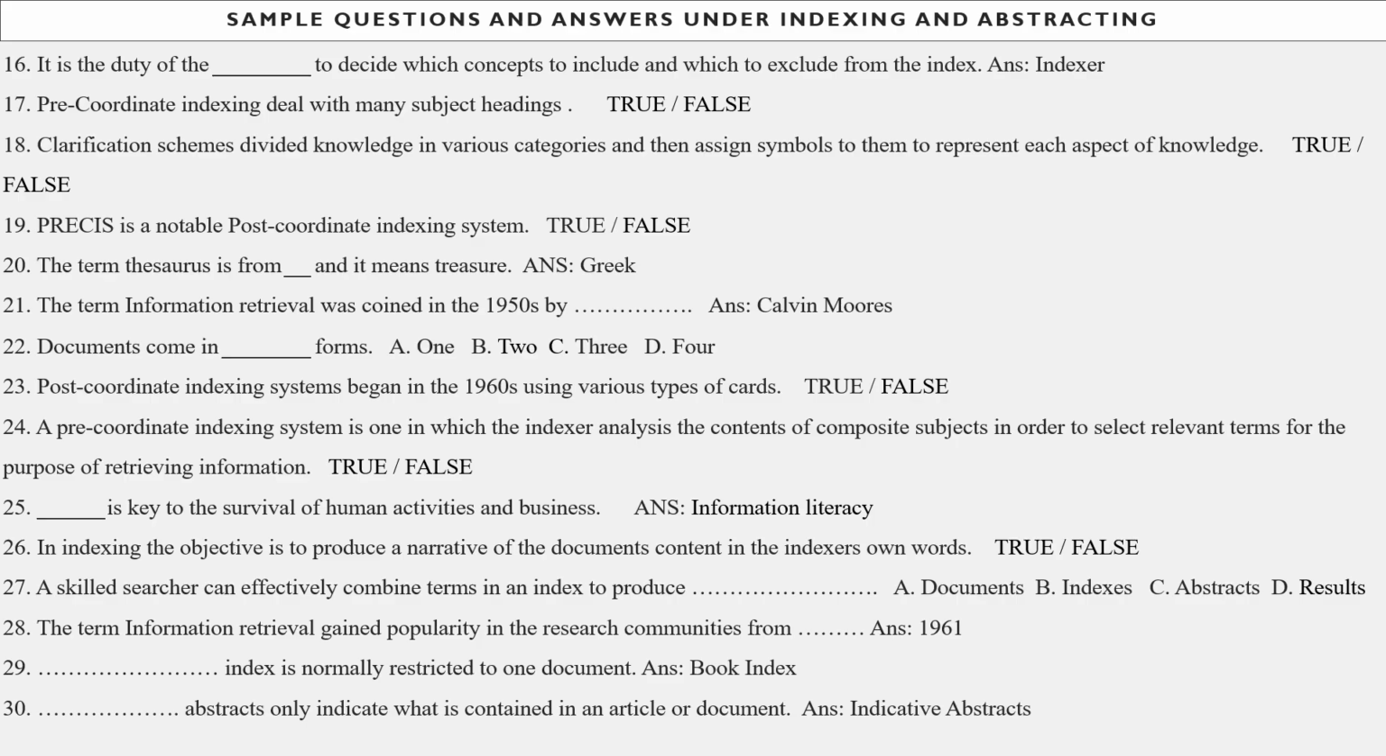Question number 25. The correct answer is information literacy. It is key to the survival of information activities and business, because it involves the ability to find, evaluate and use information effectively. So the answer is information literacy. Question number 26.